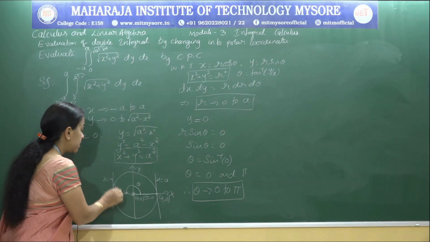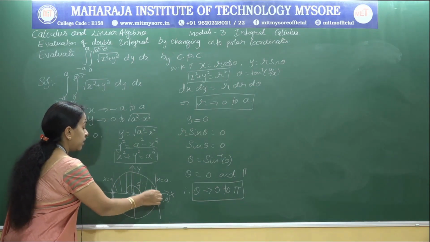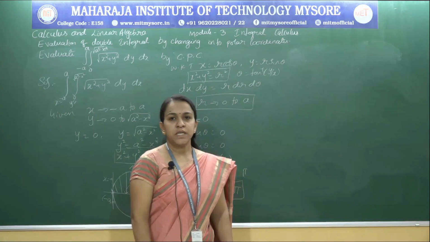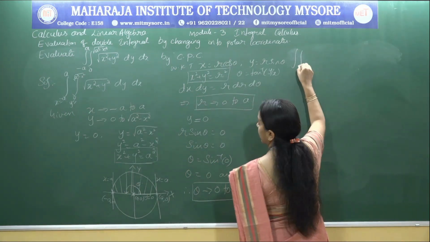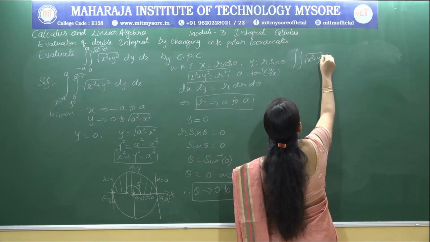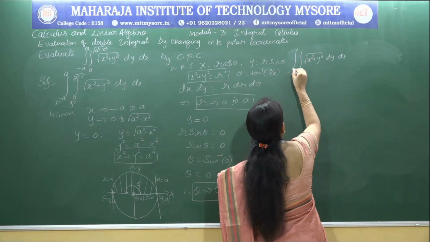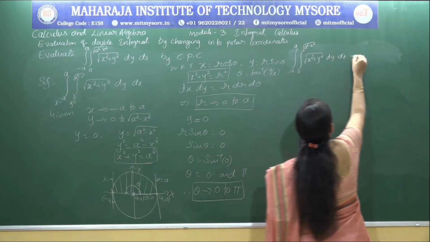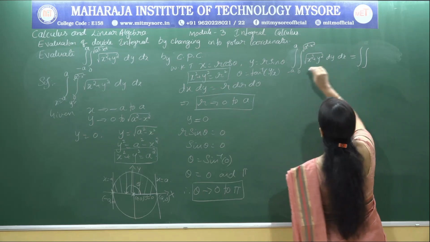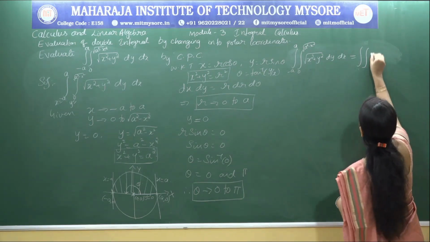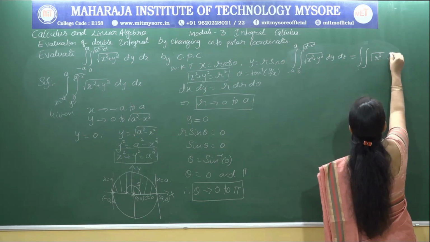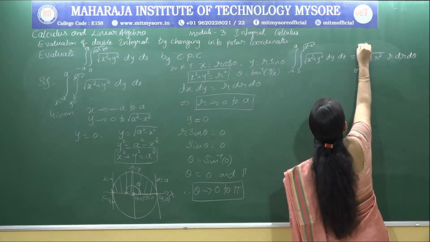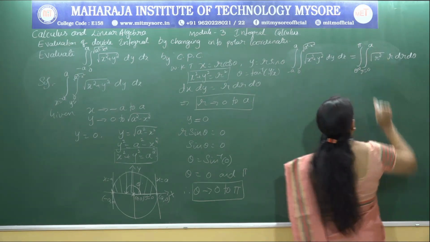Why do we consider that? Because the given bounded region is this part at x equal to minus a to a, therefore theta varies from 0 to pi. Now consider the given double integral. Double integral root of x square plus y square dy dx between the limit minus a to a and 0 to root of a square minus x square, that can be changed to polar form, that is double integral. Root of x square plus y square can be replaced by root r square, and dy dx is nothing but r dr d theta, where theta varies between 0 to pi and r varies from 0 to a.